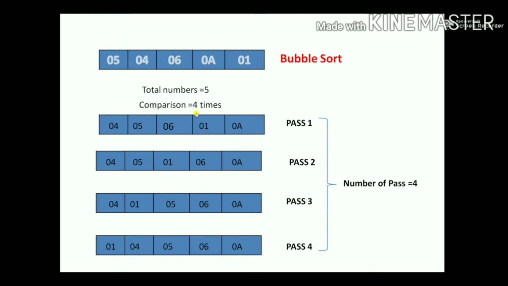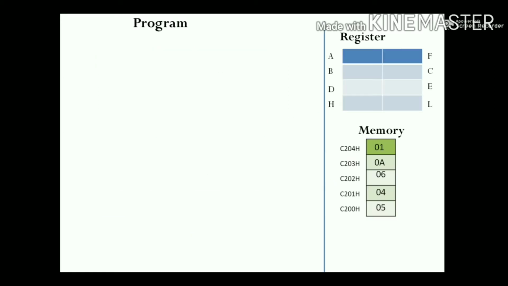Now if you see, we need to take 2 counters in the program. Why? One counter is to count the comparisons in each pass, and one counter is for the total number of passes. So there are 2 counters we are going to use for the program. Now let us start with the program. Here registers are mentioned and also the memory locations in which data is placed.